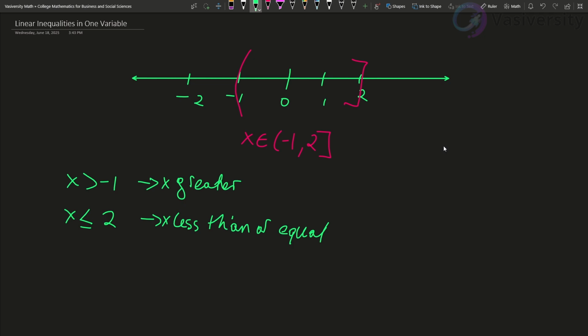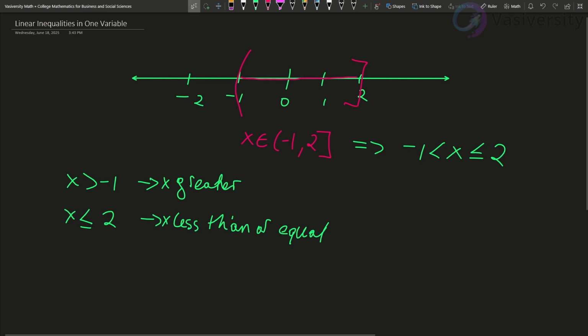Okay, so how can we write this x? This x can be rewritten as -1 less than x less than or equal to 2. That kind of notation implies that we are specifically talking about this interval of numbers and nothing else.